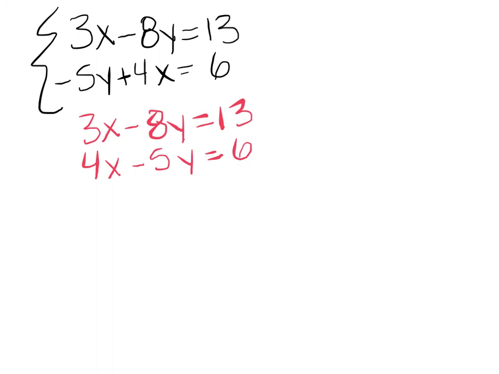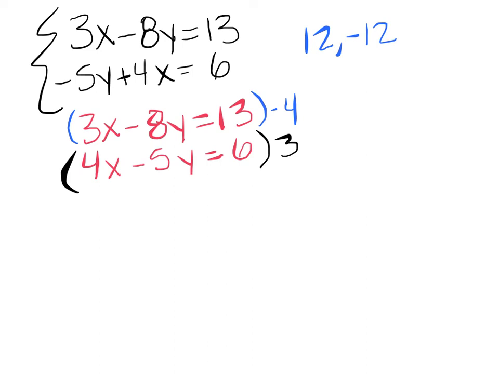And again, I'm going to use that 4 and the 3 because those are a lot smaller than 8 and 5. The 4 and 3 have a least common multiple of 12, so I would need 12 and negative 12. I don't have any minus signs to help me out on this one, so I'm going to need to make one of them negative. I'm just going to make the top negative. To make that 3x negative 12x, I'm going to multiply by negative 4. Now to make the 4x positive 12x, I'm going to multiply by 3.